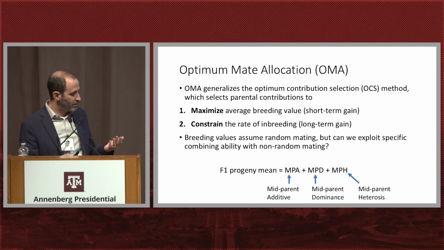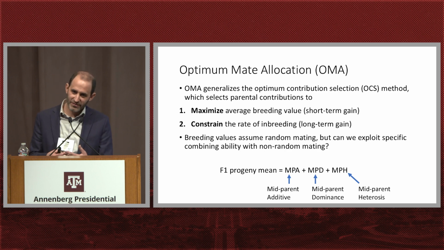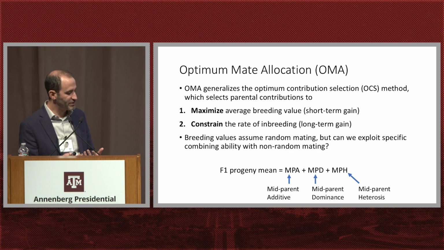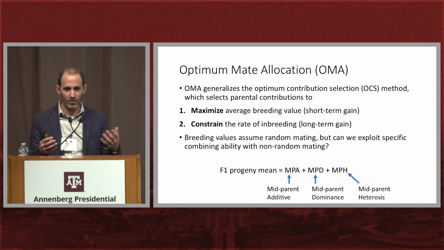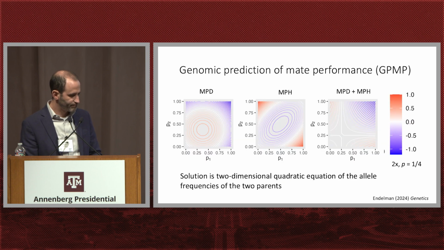So the F1 progeny mean is the sum of the mid-parent additive value. That's capturing that breeding value portion. And then we have this mid-parent dominance and this mid-parent heterosis. And so we're wondering, can we leverage those other parts of the genetic variance?